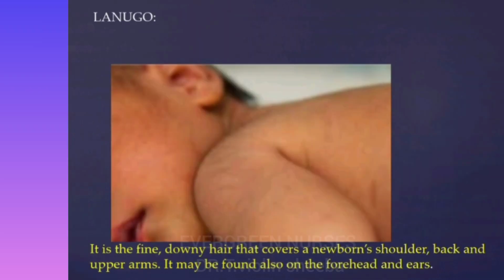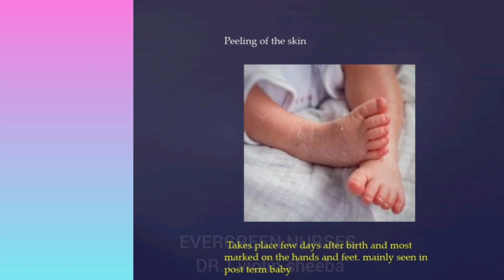Next we can see lanugo. It is a fine downy hair that is present all over the body. This is more commonly present in preterm babies than term babies. Now we can see the peeling of skin. Peeling of skin is a rare condition and it is common among postterm babies than normal term babies. No specific treatment is needed for the peeling of skin.